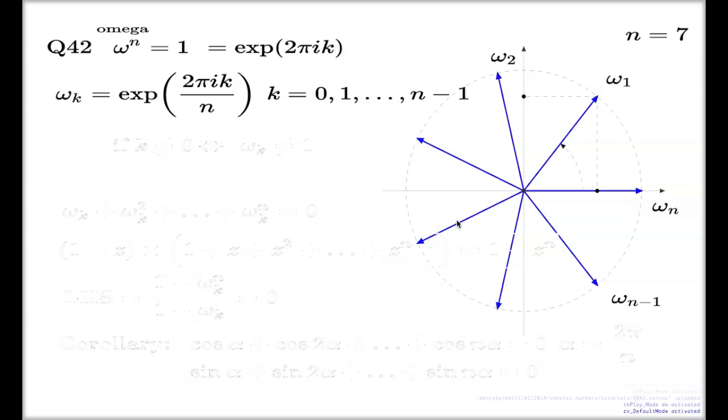Right. Now, question 42 itself doesn't say to find the roots of unity. No, it's just a preliminary introduction to question 42. Question 42 itself says this. Imagine you have one of these solutions, doesn't matter which one, but you have one where k is not equal to 0.